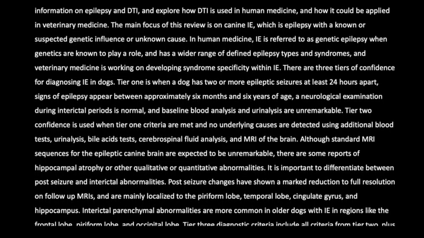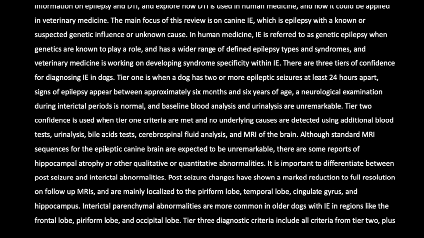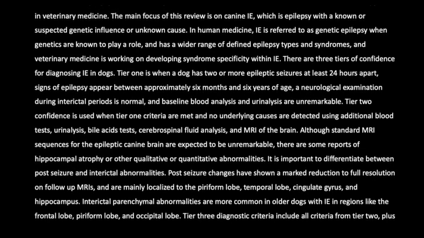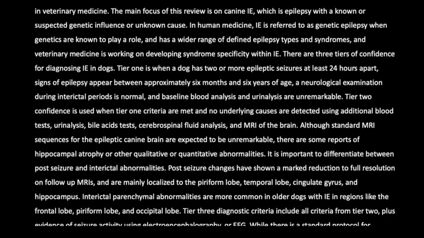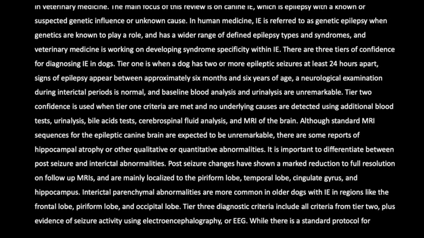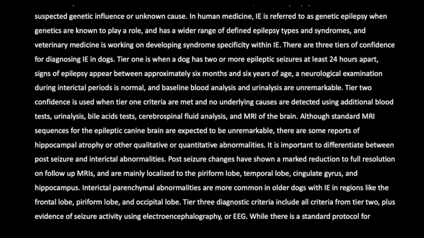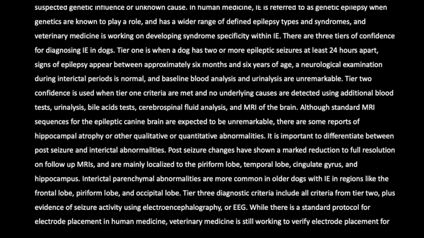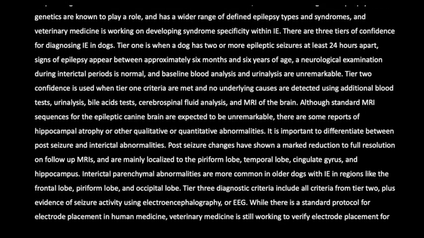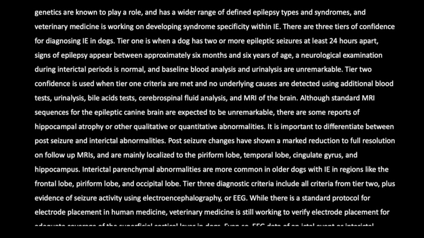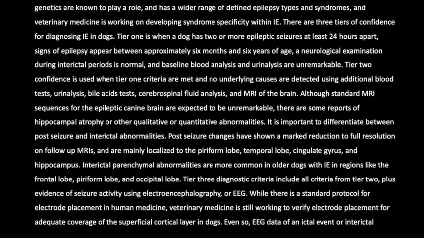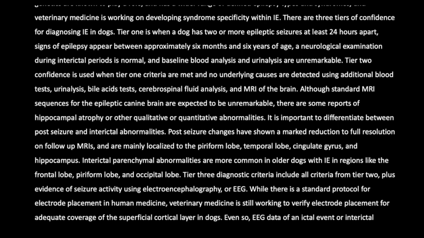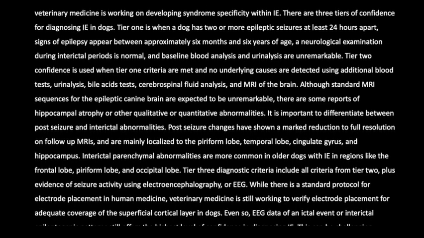Signs of epilepsy appear between approximately 6 months and 6 years of age. A neurological examination during interictal periods is normal, and baseline blood analysis and urinalysis are unremarkable. Tier 2 confidence is used when Tier 1 criteria are met and no underlying causes are detected using additional blood tests, urinalysis, bile acids tests, cerebrospinal fluid analysis, and MRI of the brain.